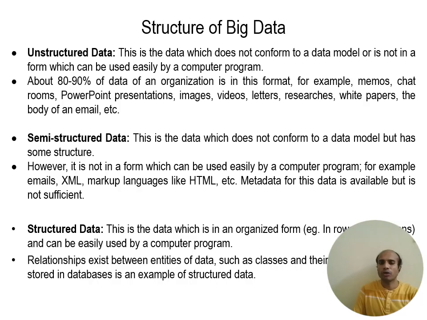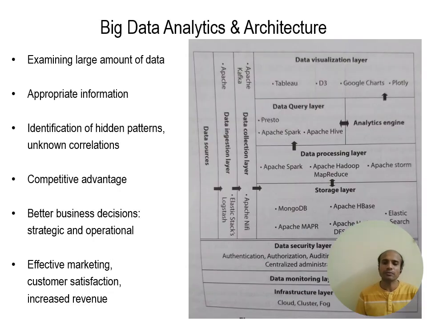So with that said about these three types, that is unstructured, semi-structured, and structured data, and we have also seen some examples of these three respective data. With that said, this is big data analytics and its architecture.